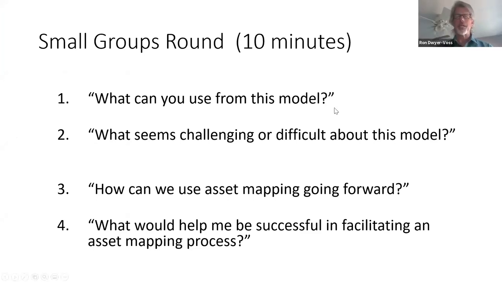So the idea is to give you a chance to talk with your peers, maybe in groups of 4 or so, around what you can use from this model or what seems challenging or difficult, and then we'll bring those out to the large group. Questions 1 and 2 go together: what works and doesn't work about this model. And then 3 and 4: how could you possibly use asset mapping going forward, and is there anything in particular that would help you facilitate a process? So can we just hear from somebody from each group around your conversation, which questions you worked on and what kind of answers you came up with?